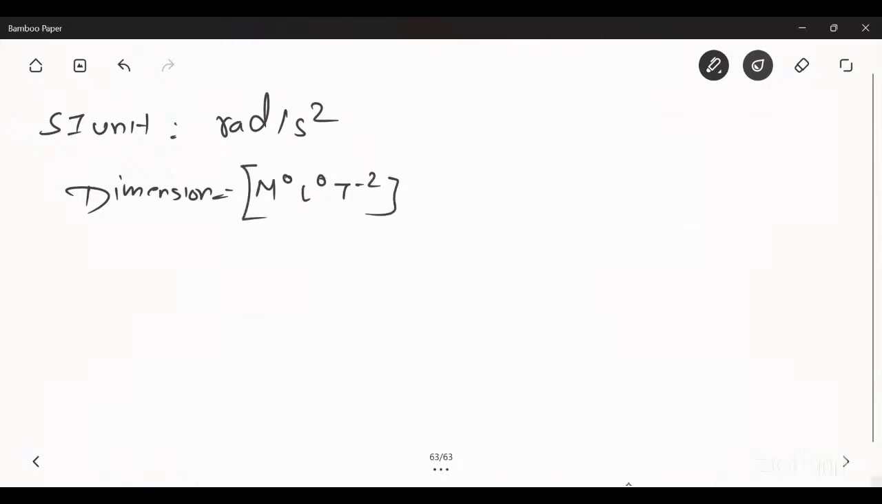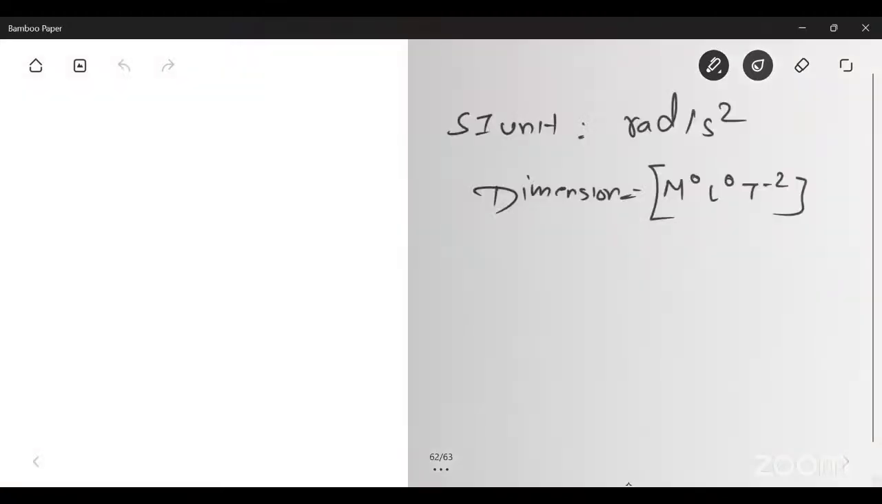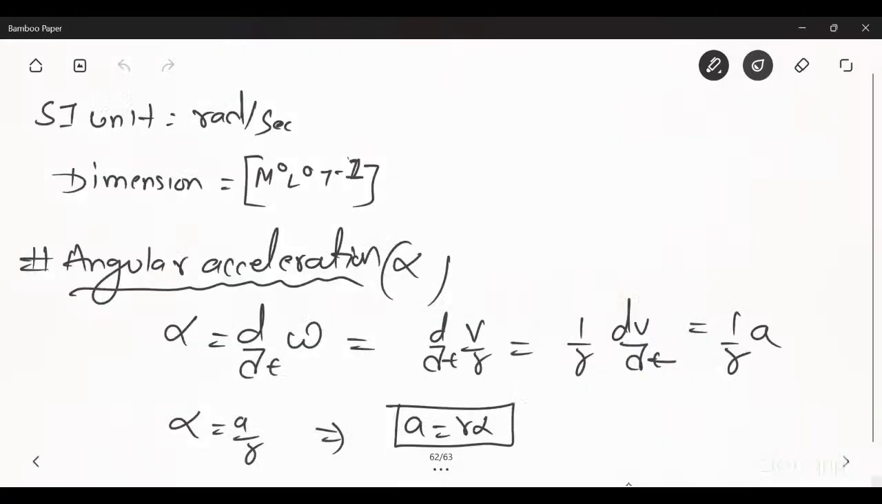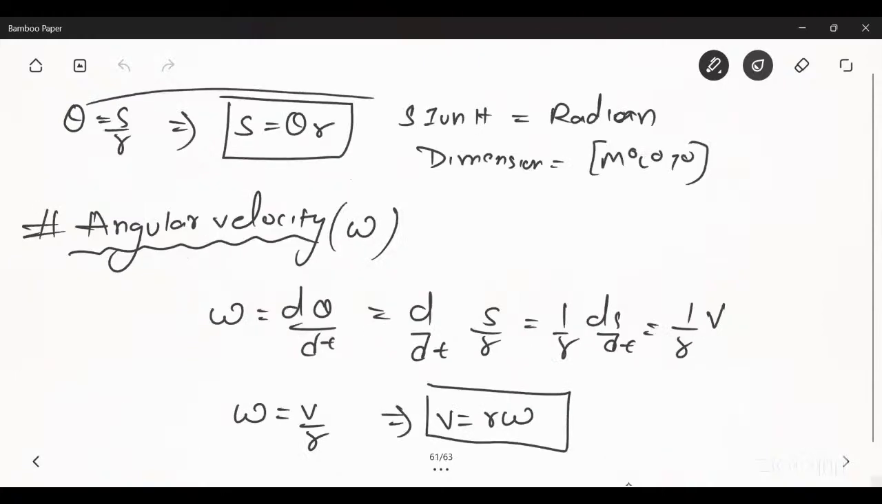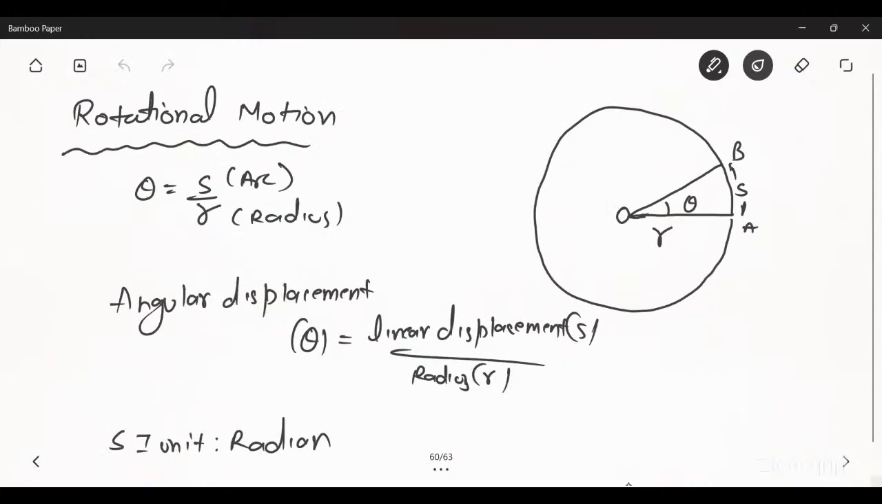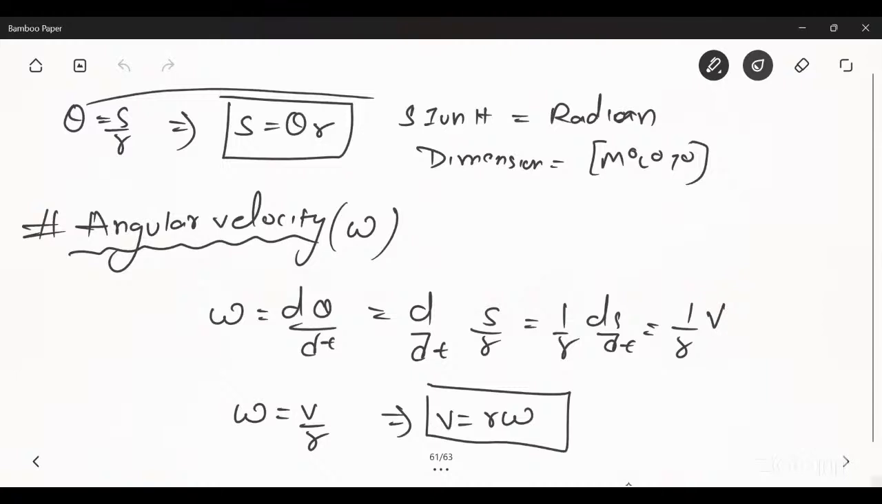Okay, that was your angular displacement, angular velocity, and angular acceleration. So in rotational motion, firstly we are talking about angular displacement. Second one is your angular velocity, and third one is your angular acceleration.